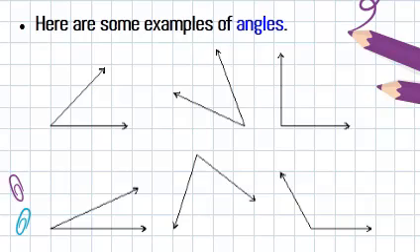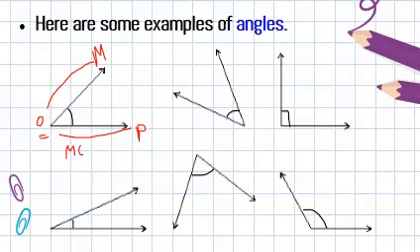Here are some examples of an angle. So this is an angle, this is an angle. You can mark this angle like this. This is an angle. Also, this is an angle, and this is an angle. I'm going to take only one example of them. I'm going to name it like this, MOP. So the vertex in this case is O. The arms are OM and OP, and the name of the angle is MOP.